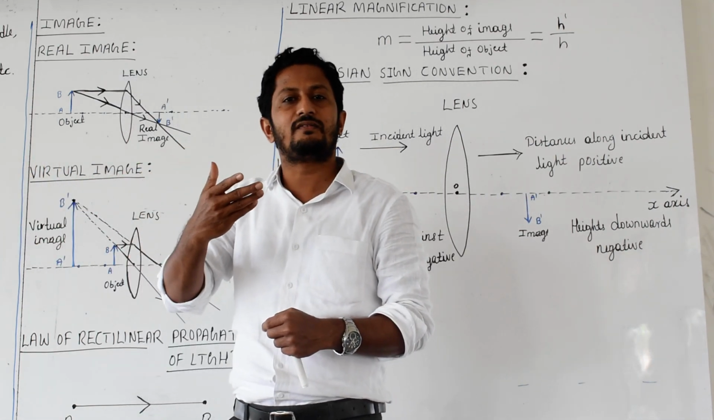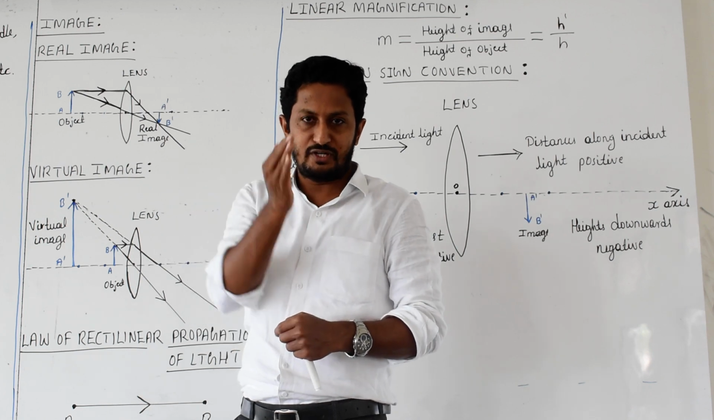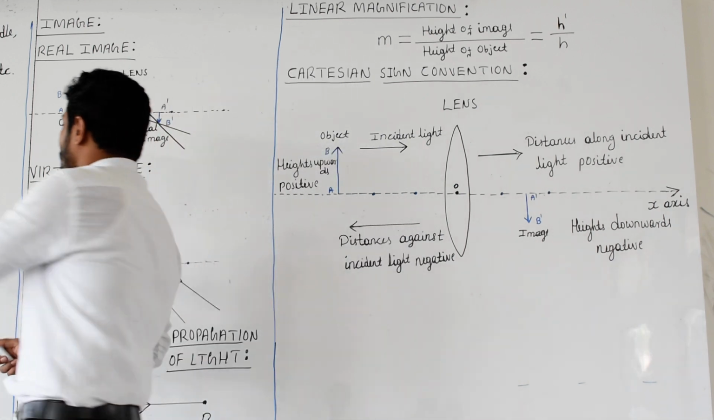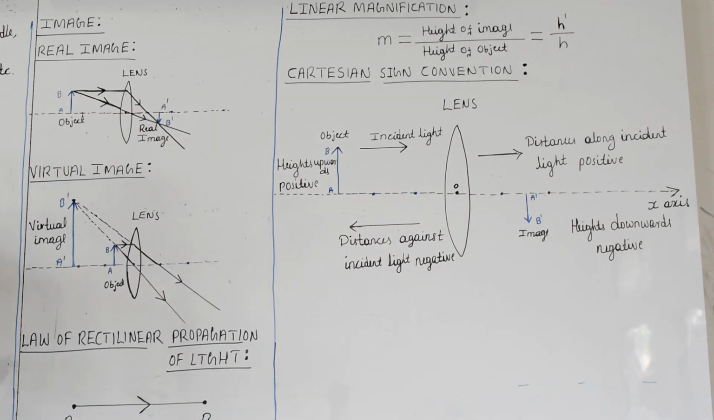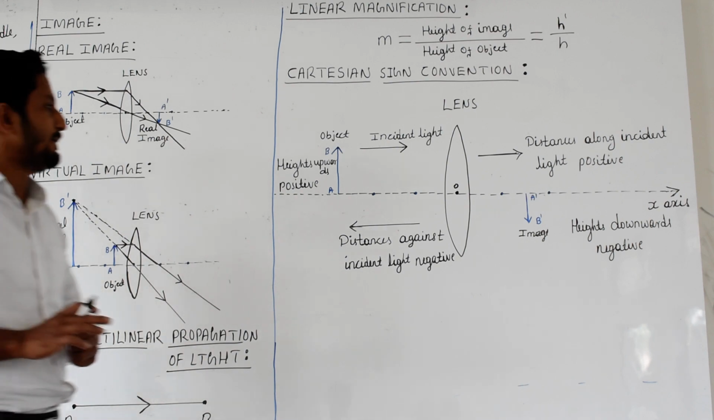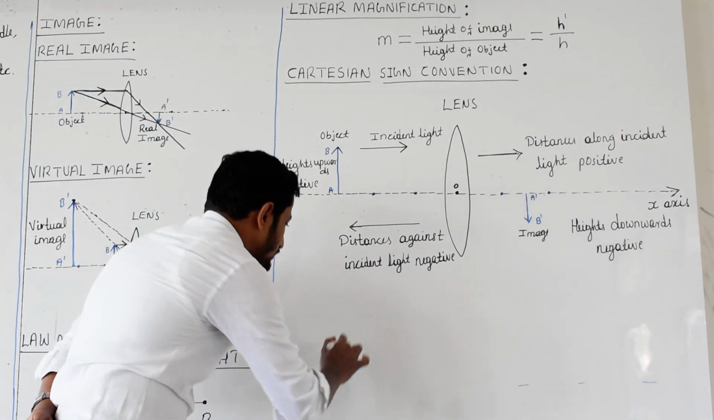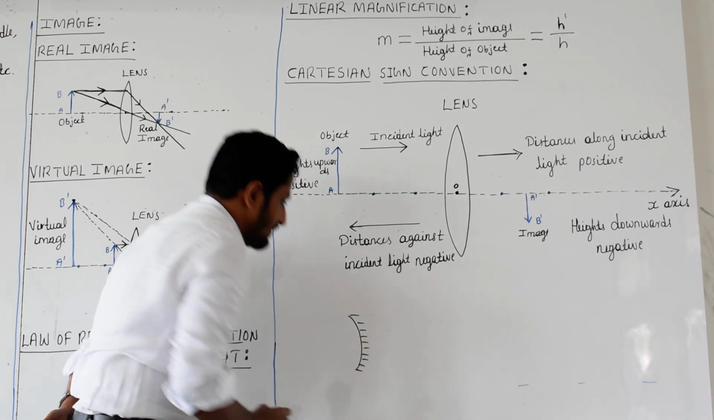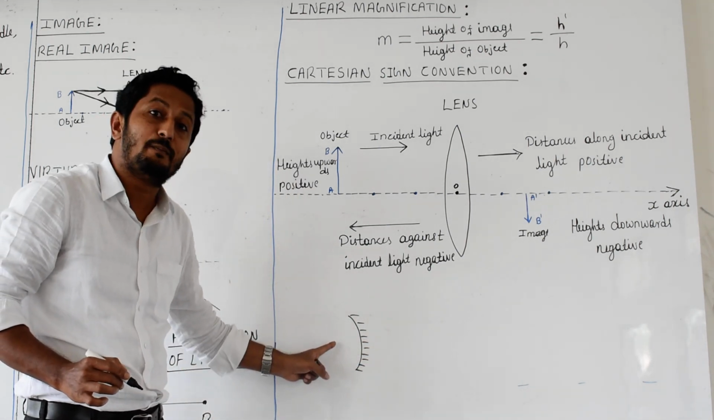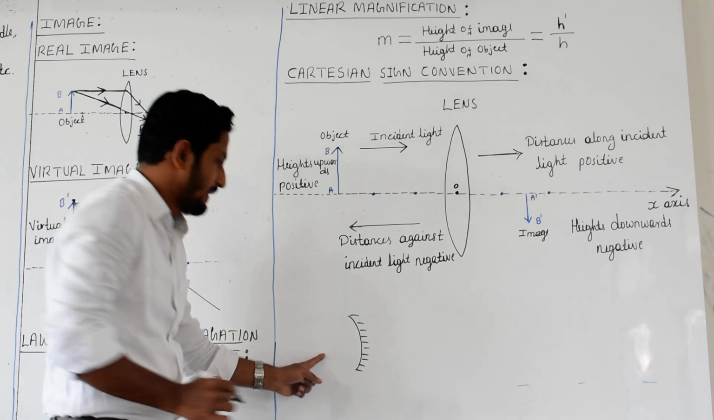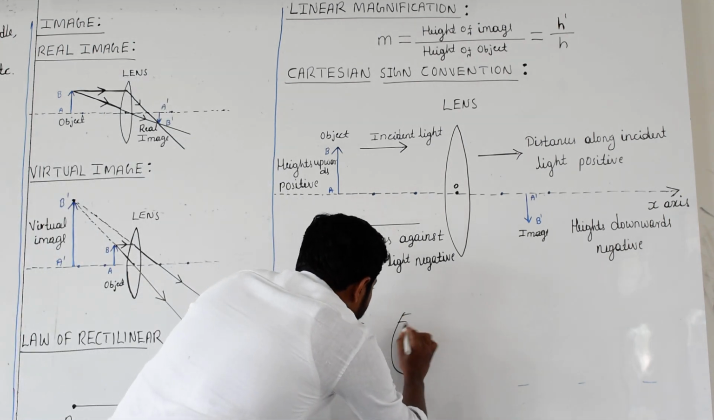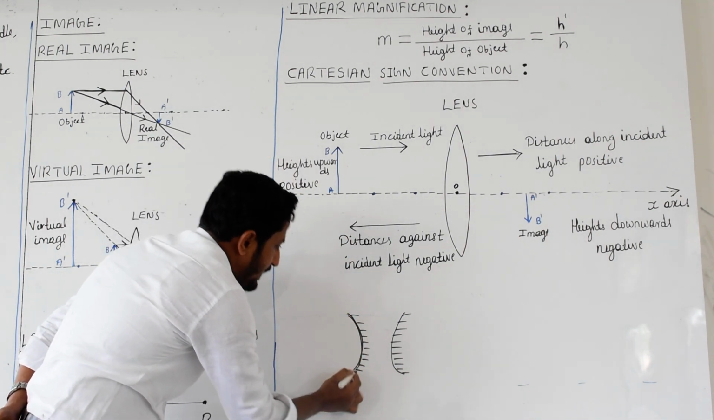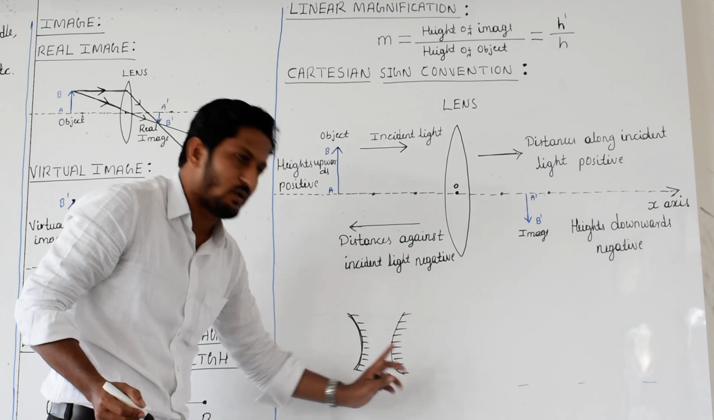Again, mirrors are of two types, concave mirror and convex mirror. See here, just look here. It's a plane mirror. See here, what I am going to do. Look at this one. It's a concave mirror. And here one more, it's a convex mirror. This is the concave mirror and this one is the convex mirror.